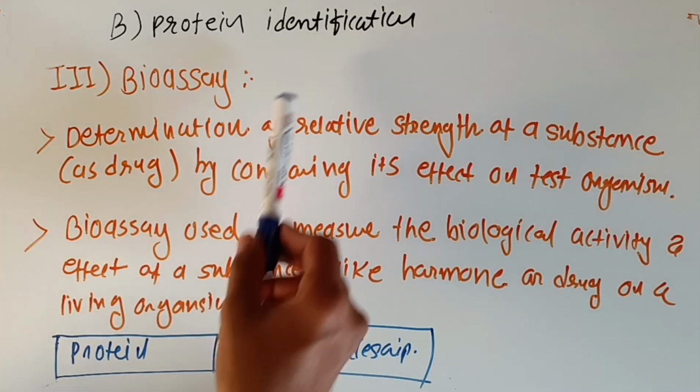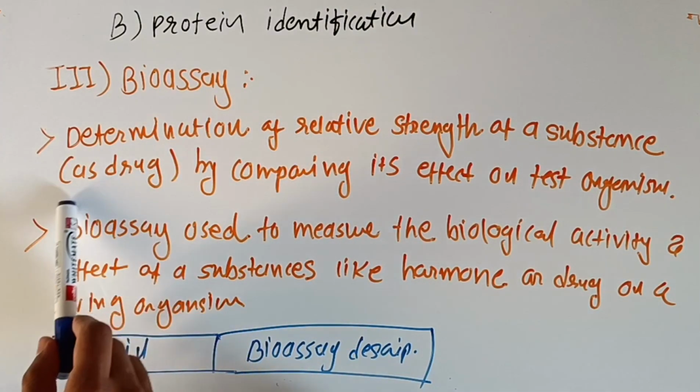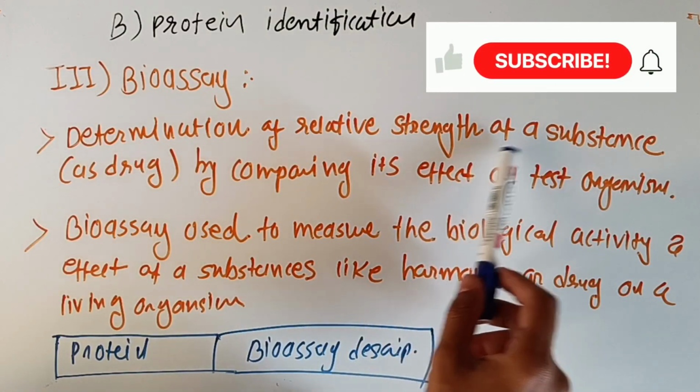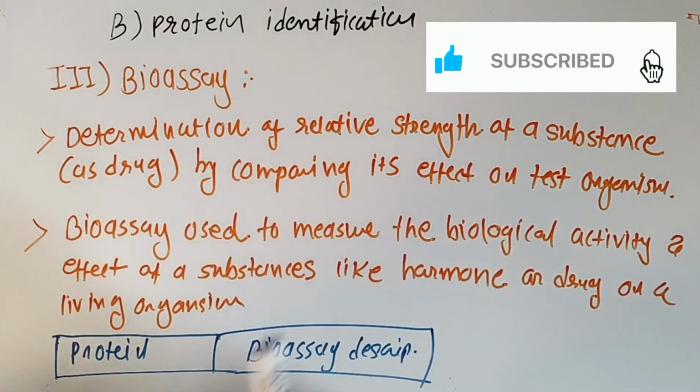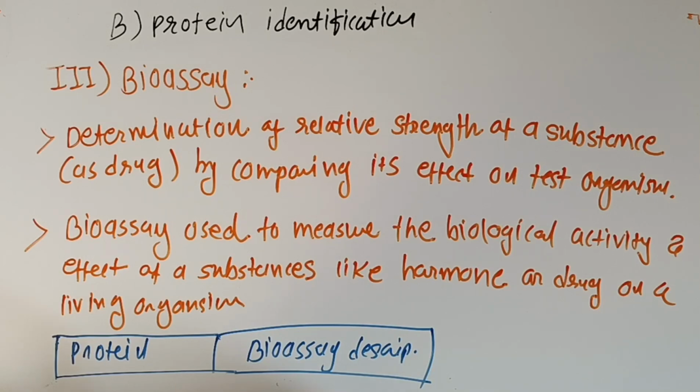Third, in protein identification, there is the bioassay technique, which is used for the determination of the relative strength of a substance, like a drug, by comparing its effect on a test organism. So basically this is used for identifying the effect of a substance on a test organism. It is also used to measure the biological activity and effect of a substance, like a hormone or a drug, on a living organism, as we discussed. So bioassay is used for that.